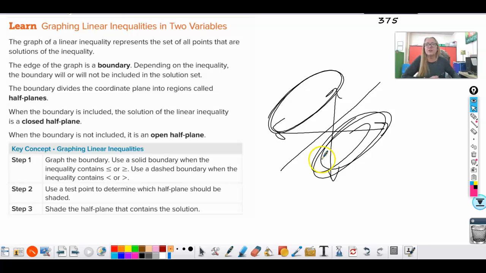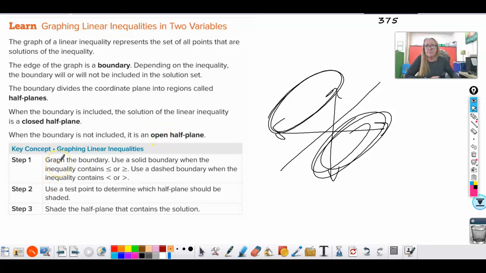When the boundary is included, the solution of the linear inequality is a closed half plane. So if you have a solid line here, it's a closed half plane. If the line is dashed, it's an open half plane. All right, I'm not giving you a test on the vocabulary.